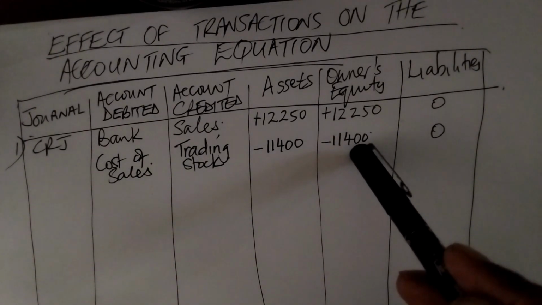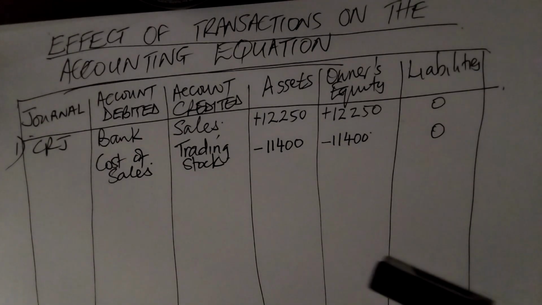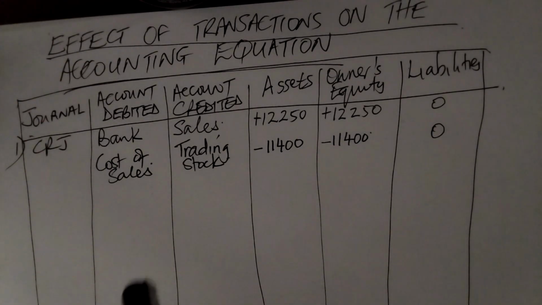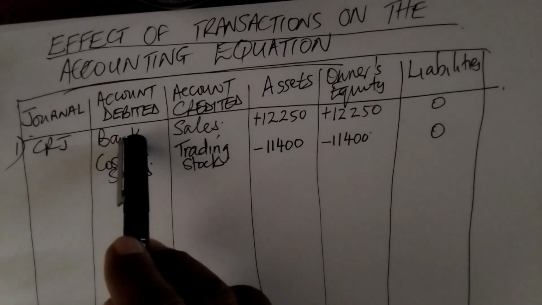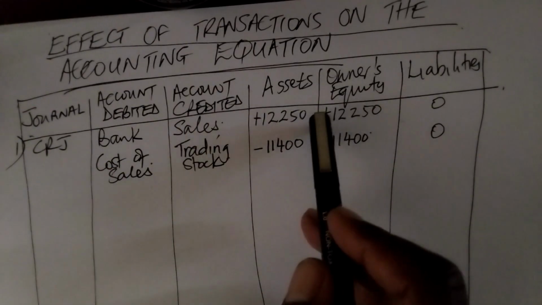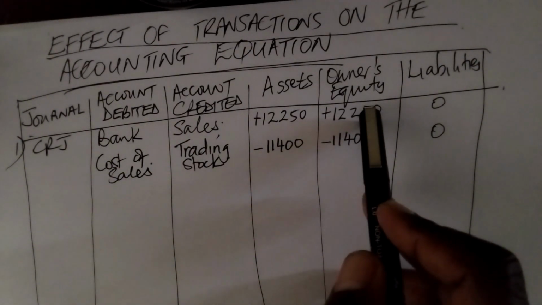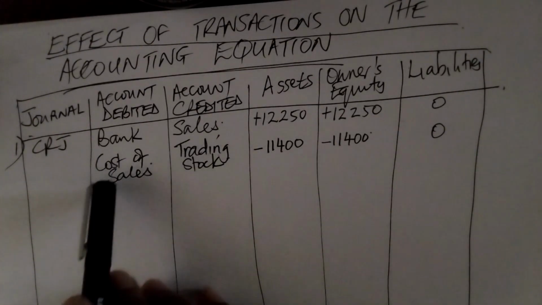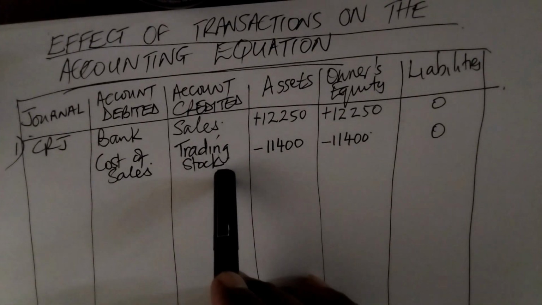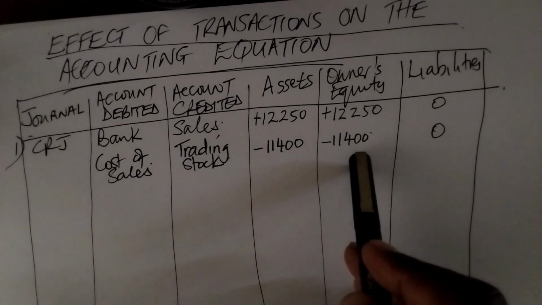So whenever you've got a transaction involving a sale, it means that you have to debit the bank, which is an asset, credit your sales with the selling price. And then because you're selling stock, you also need to get rid of that stock from your books, which means you debit cost of sales, credit trading stock, which is a minus here.